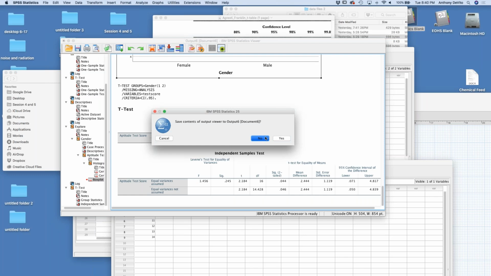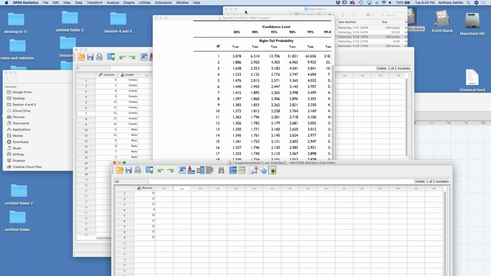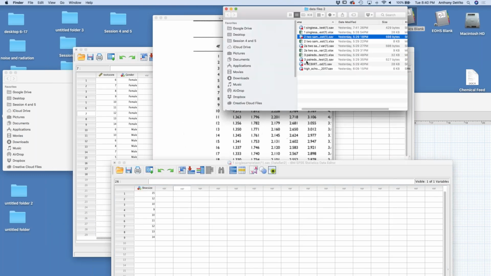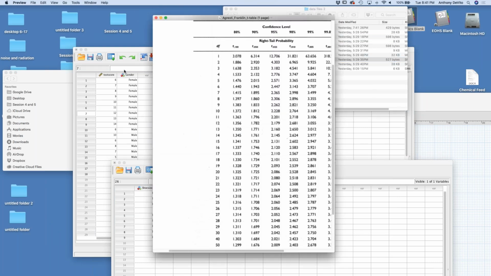The one other situation that we would run into with the t-test is when we have paired samples. That's a paired sample t-test right here. I'm going to open that file right now.